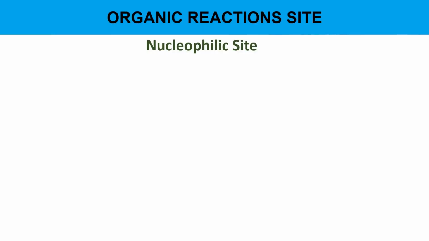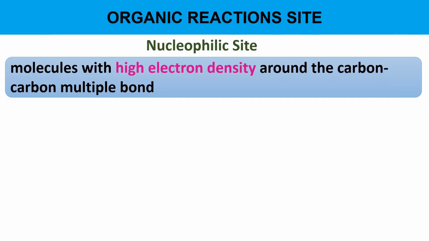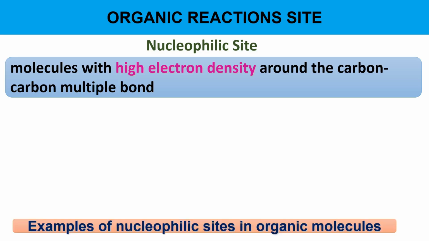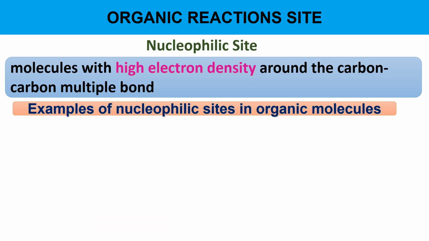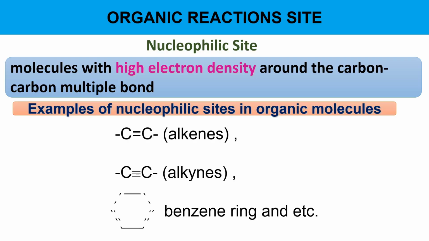Nucleophilic sites. A nucleophilic site is a molecule with high electron density around a carbon-carbon multiple bond. Examples of nucleophilic sites in organic molecules: alkenes, alkynes, benzene ring, etc.